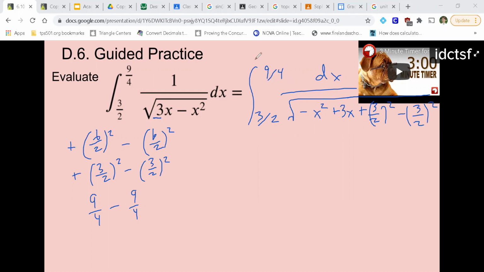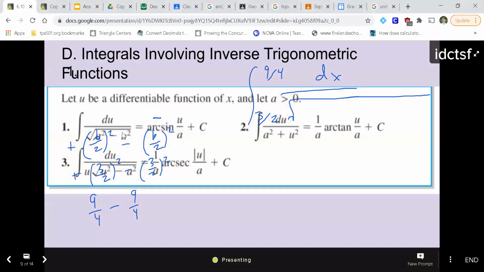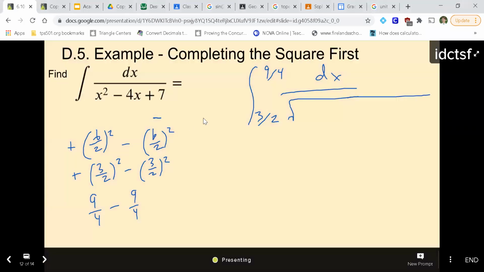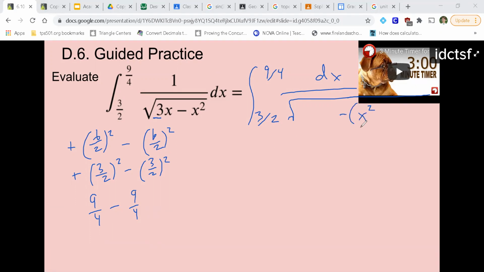Okay, I'm going to rewrite this. I don't like how I wrote this, because the only reason I say that is because I want to match the formula, which means I want the x squared term to be last and the constant to be first. So really, it'll be minus x squared plus 3x plus 9/4 and negative 9/4.